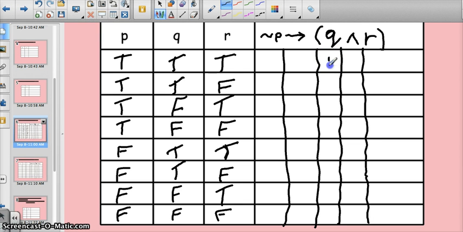Q is true, true, false, false, true, true, and false, false.